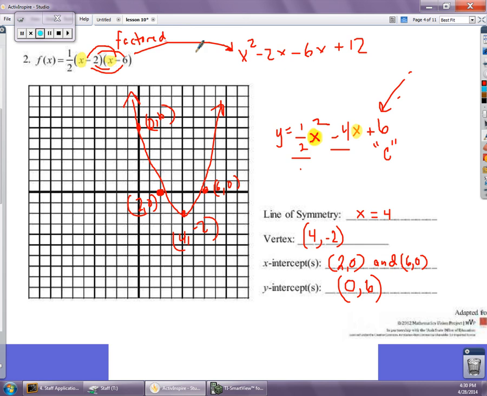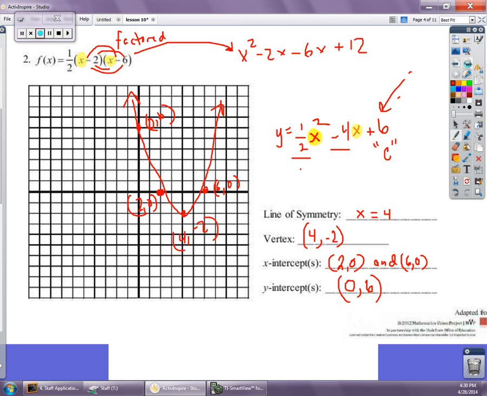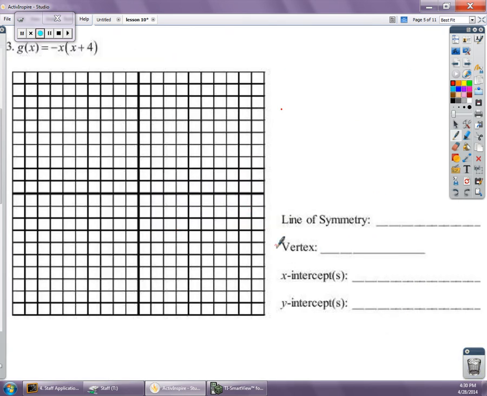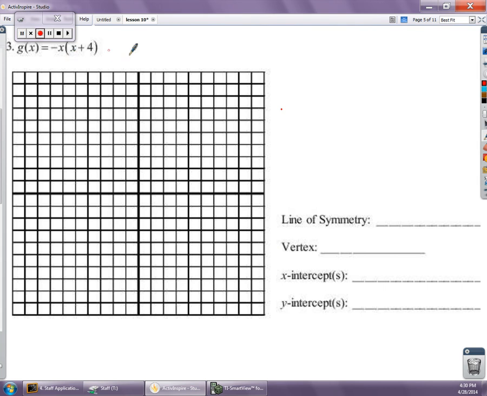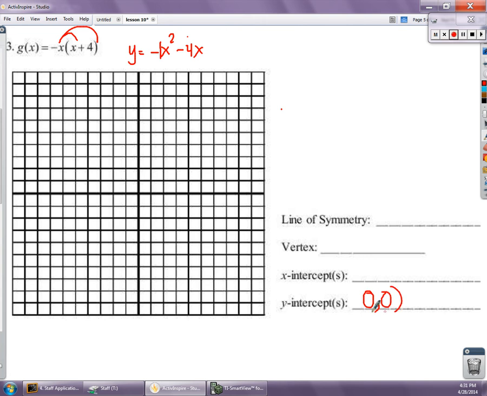All right? So now we're going to do the next one. And here, we're going to do exactly what we did before. So we're going to go ahead and put this in standard form. So I distribute the negative x, or the negative 1x, and I get negative x squared minus 4x. So here in standard form, there's a b, there's an a, which is negative 1, but there is no c. So right away, since I know it's like plus 0, I know the y-intercept is going to be 0. So it's 0, 0. When x is 0, y is 0.